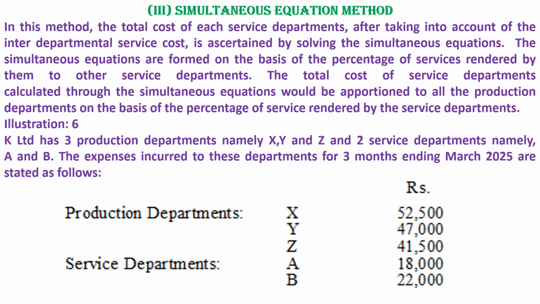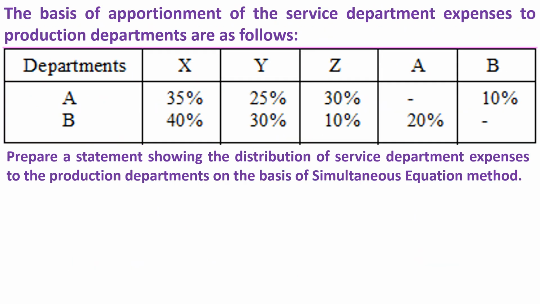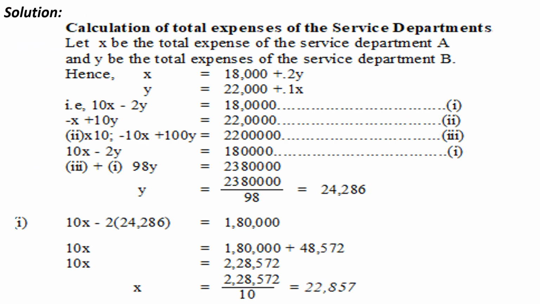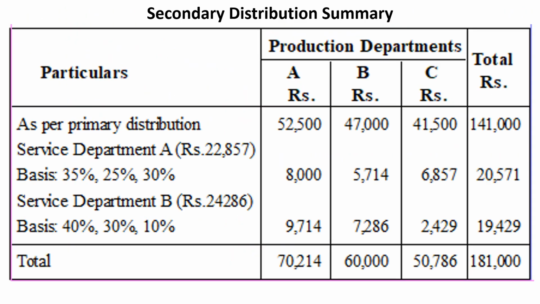Illustration 6. K Limited has 3 production departments, namely X, Y, and Z, and 2 service departments, namely A and B. The expenses incurred to these departments for 3 months ending March 2025 are stated as follows. The basis of apportionment of the service department expenses to production departments are as follows. Prepare a statement showing the distribution of service department expenses to the production departments on the basis of simultaneous equation method. Solution. Calculation of total expenses of the service departments is stated here. Secondary distribution summary is stated here.